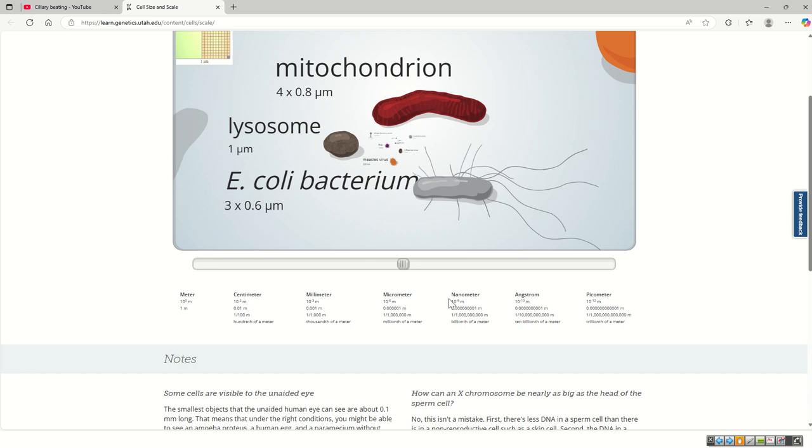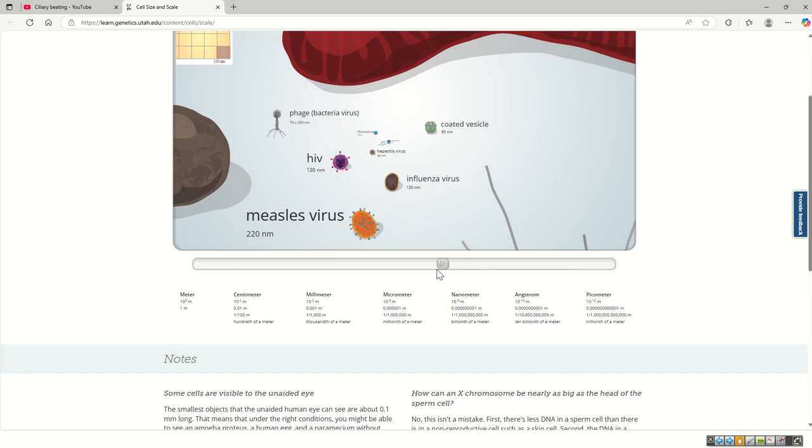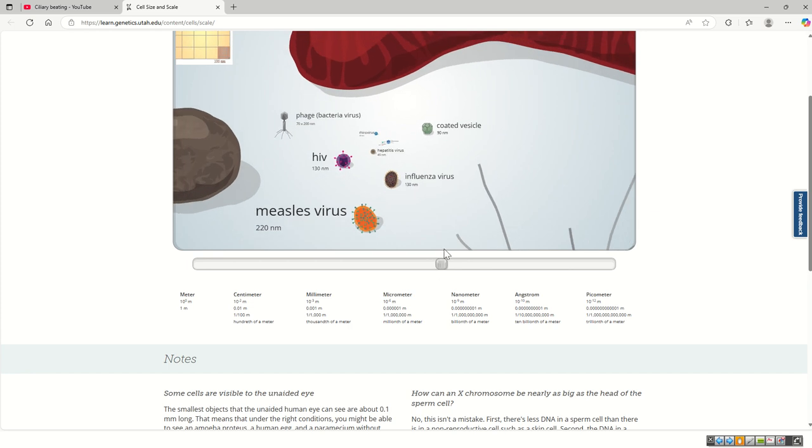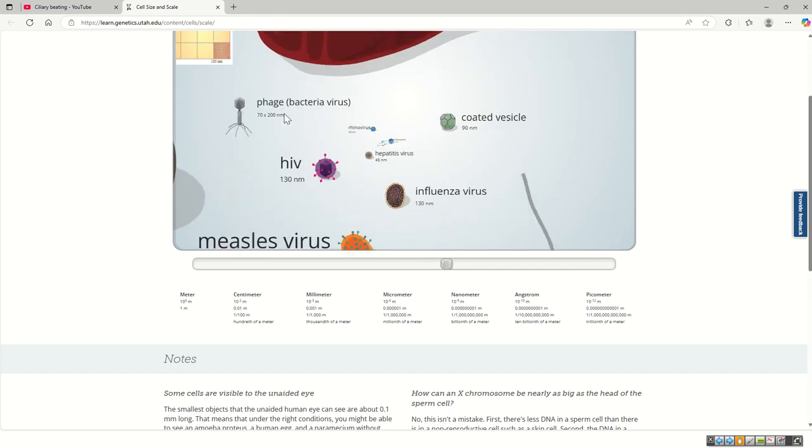Other organelles, there's a lysosome that's also in your cells. And then we're going to get to viruses. So notice how much smaller viruses are than bacteria and then eukaryotic cells. Here's the measles virus, there's the flu, there's HIV, hepatitis, rhinovirus causes the common cold. This is something called a phage or a bacteriophage. It is specifically a virus that attacks bacteria. So they're also very, very small.